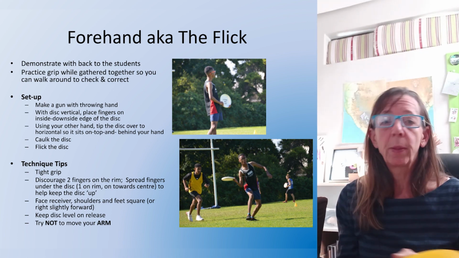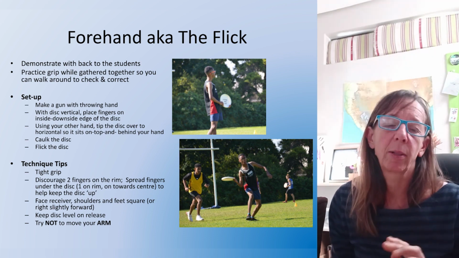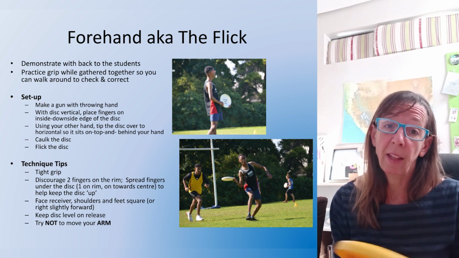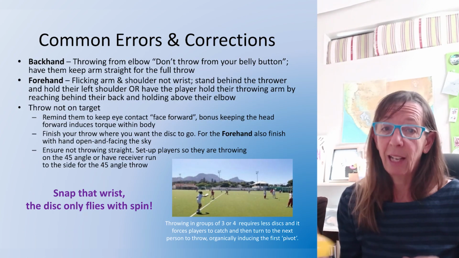Again, send them out to groups and let them throw. You'll have to go around and do a lot of people's grips. They'll be super confused. Another big thing kids do is they put in their other hand. They think the backhand is the right throw and the flick is the left-handed throw. Okay, so watch for that.